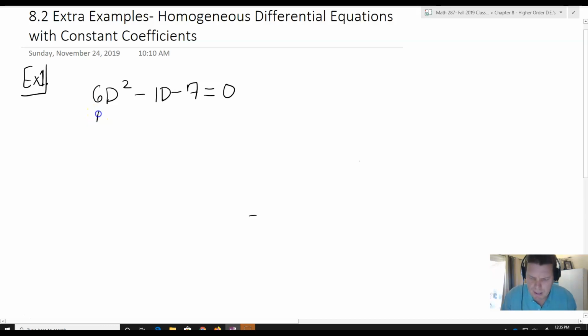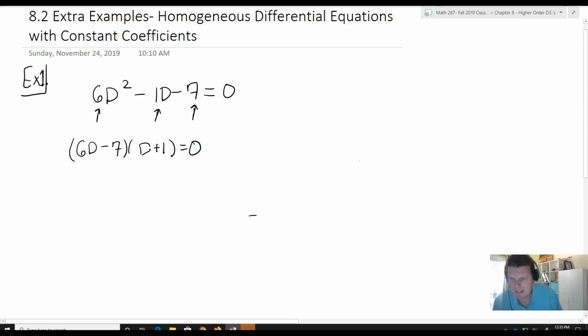Okay, notice here are the coefficients in front of each one of those derivatives. Okay, they are also constants. So given that they're constants, what that allows me to do is basically factor out the differential operator. So this is now going to be 6D minus 7 times D plus 1 equals 0. Okay, so that's how we're going to write it.